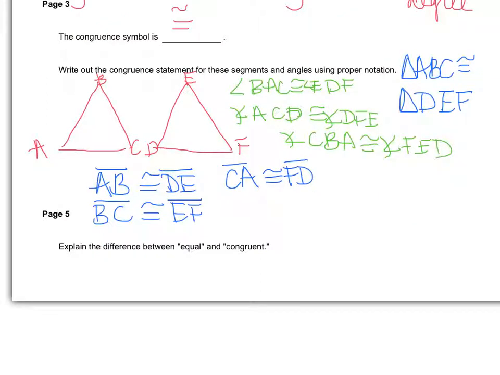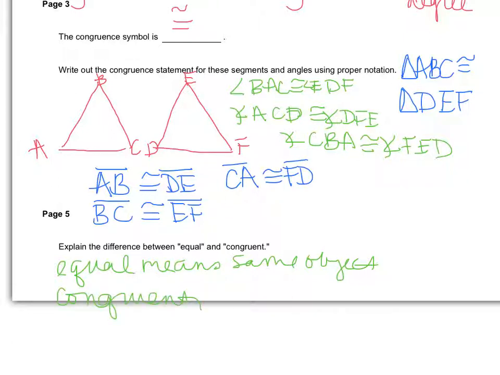So we're supposed to explain the difference between equal and congruent. Well, if two things are equal, that means that they are the same object. If they're congruent, that means that they have the same measure. So they could be two different objects, they just have the same measure.